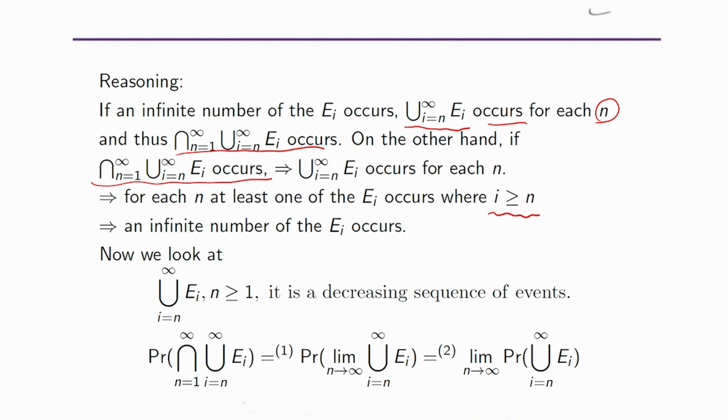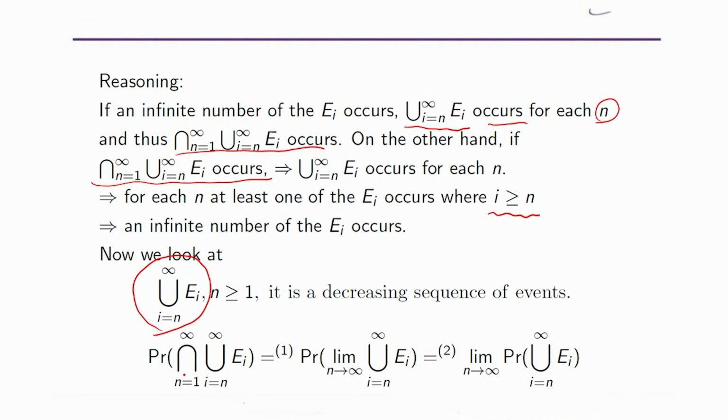Okay, so now we look at this set, the union of E_i, and it's actually a decreasing sequence of events. Why is that? Because if i is equal to n, and i is equal to n plus 1, i is equal to n plus 2, obviously when n becomes n plus 1, n plus 2, the union of E_i is actually decreasing. Right? So this is actually a decreasing event.